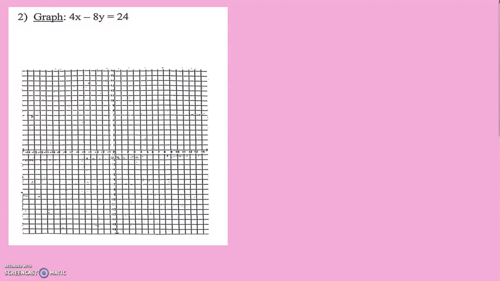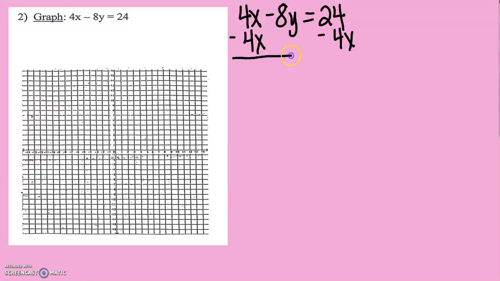Okay, the next example. I have 4x minus 8y equals 24. So, first question, is it in slope-intercept form already? Absolutely not. So, we got to work. We got to get this y isolated. So, I start by subtracting 4x from both sides. And I get negative 8y equals negative 4x plus 24.